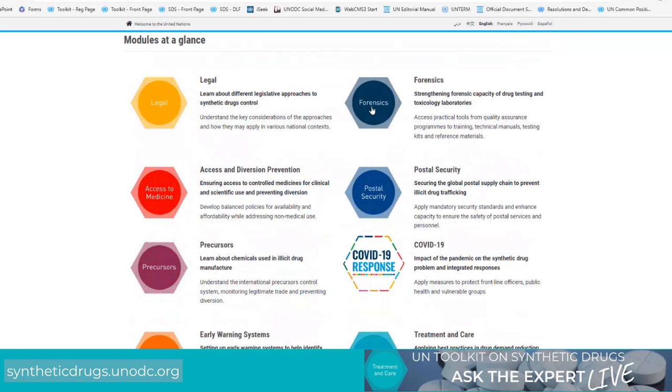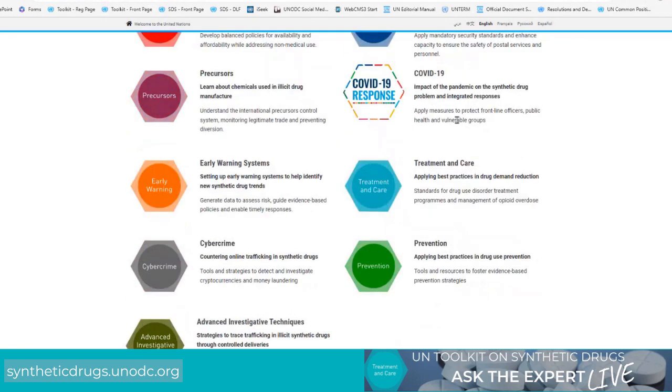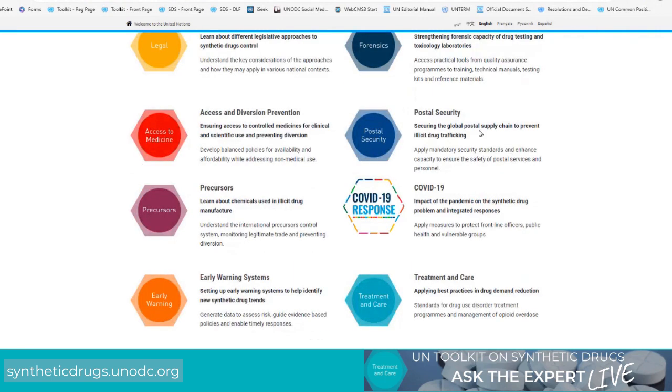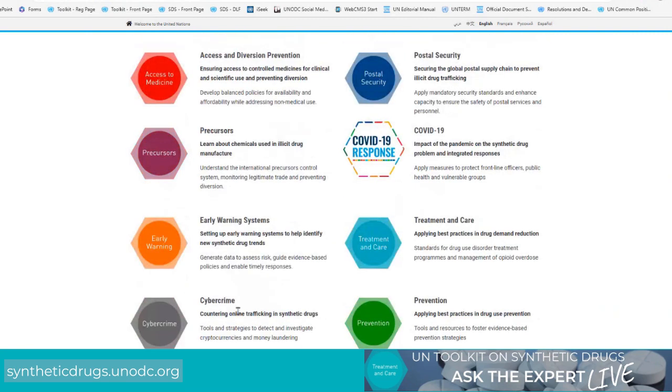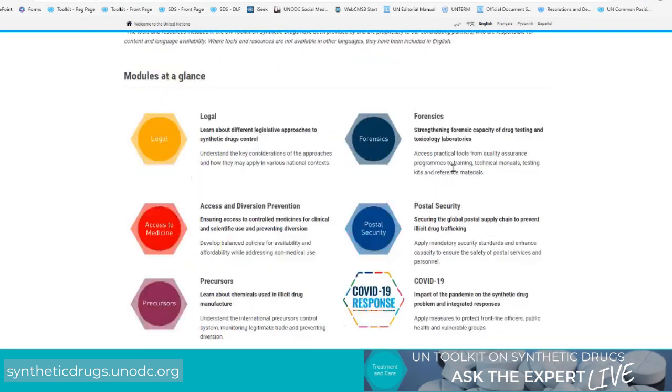At the moment, we have 11 modules, the most recent being advanced investigative techniques. We have obviously treatment and care, which we'll be talking about today, prevention, postal security, forensics, legal, access to medicine, precursors, early warning, cybercrime, and COVID.